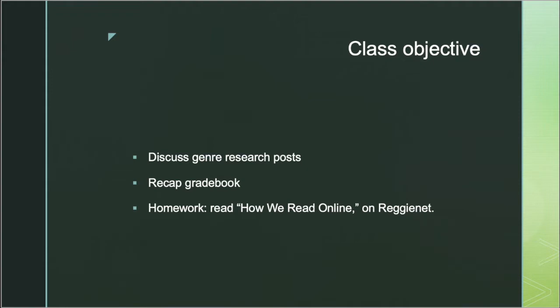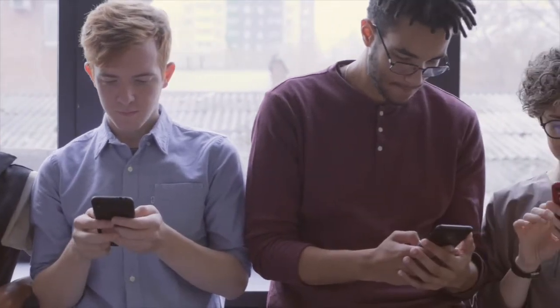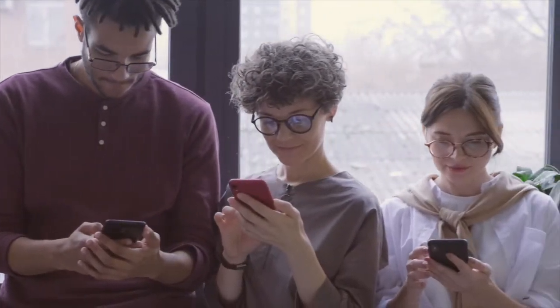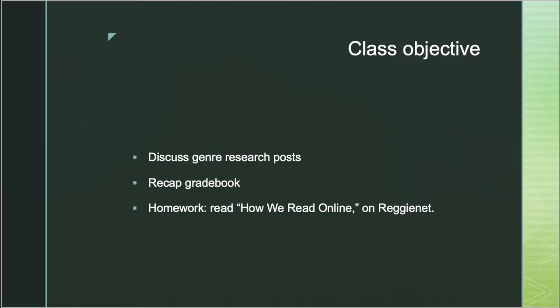And one last thing is there's a bit of homework. There's an article, How We Read Online, posted on ReggieNet. Again, this unit is focused on building our multimodal and digital literacies. So this article works really well with the genre studies posts we're going to be talking about later today. And it gives us an idea in terms of thinking about what the actual process is like when we're reading things online. This is something that I read a few years ago, and it just changed the way I look at websites. So something interesting. Make sure you're checking that out.